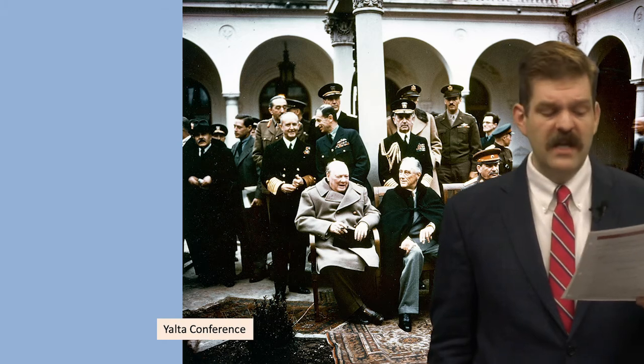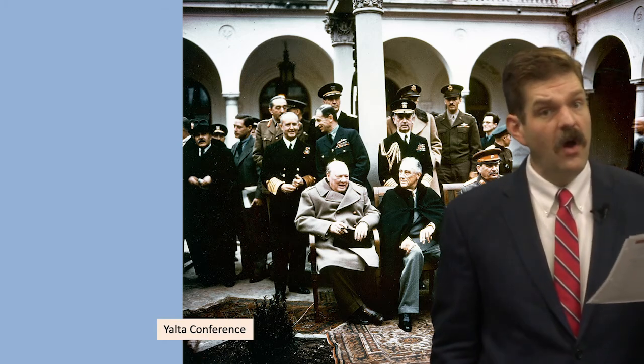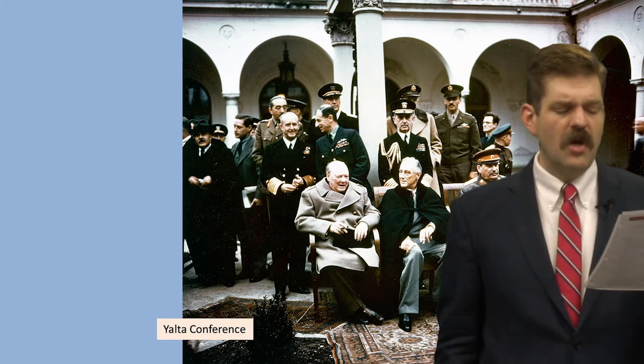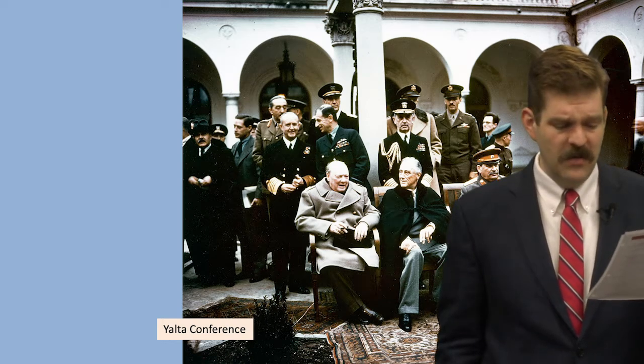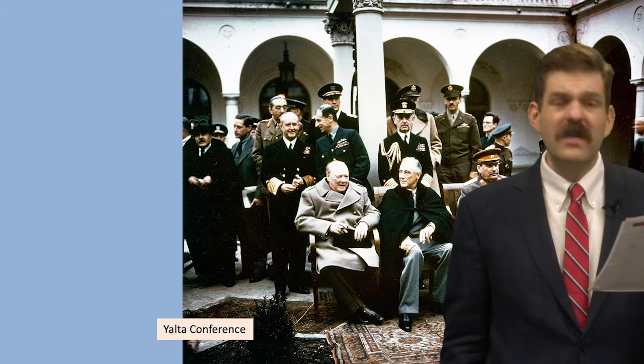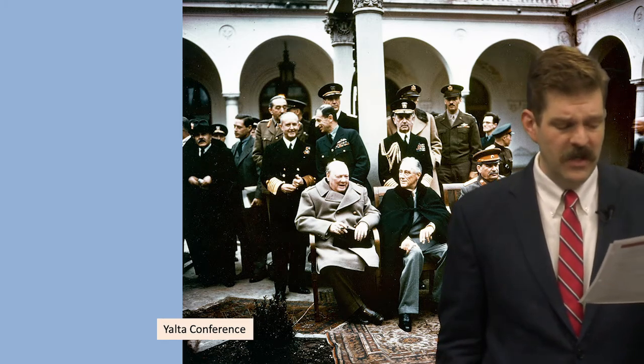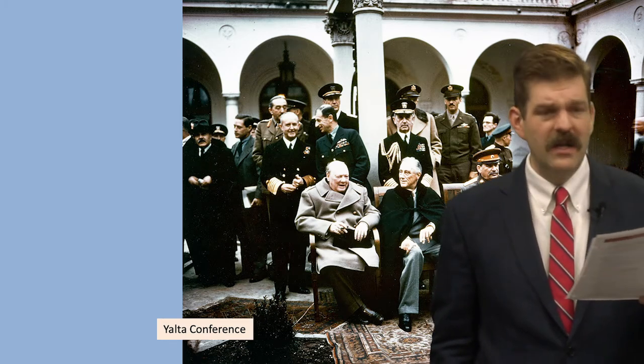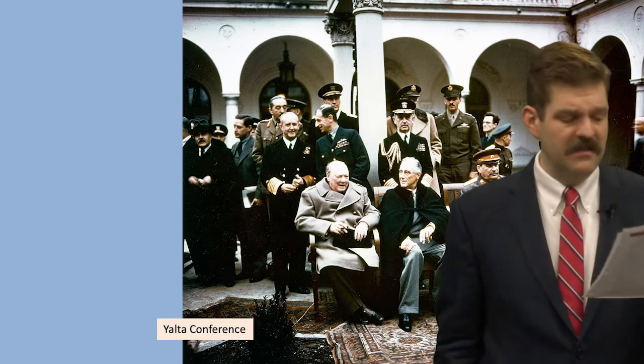Stalin, his country devastated by German forces, favored a harsh approach. He wanted to keep Germany divided into occupation zones, areas controlled by Allied military forces, so that Germany would never again threaten the Soviet Union. Churchill strongly disagreed, and Roosevelt sat in the middle and acted as a mediator.